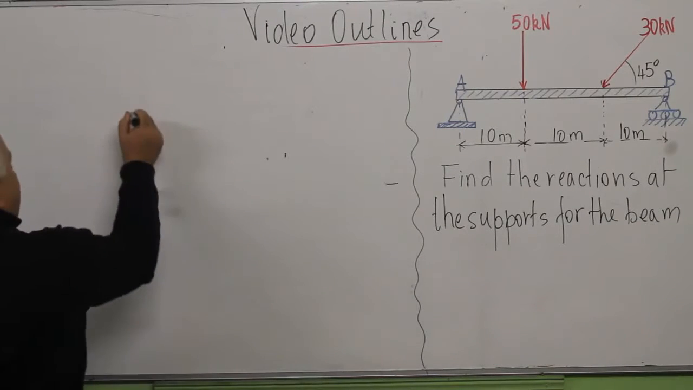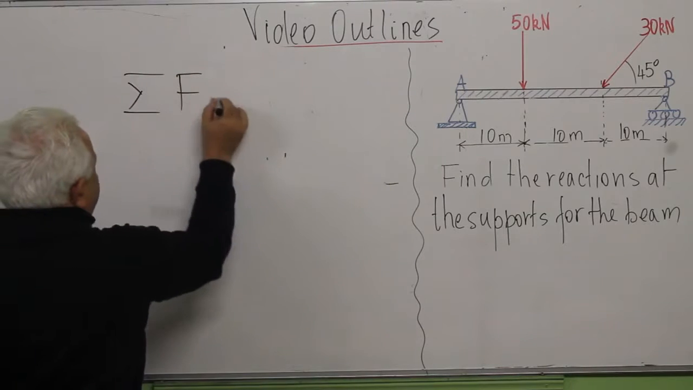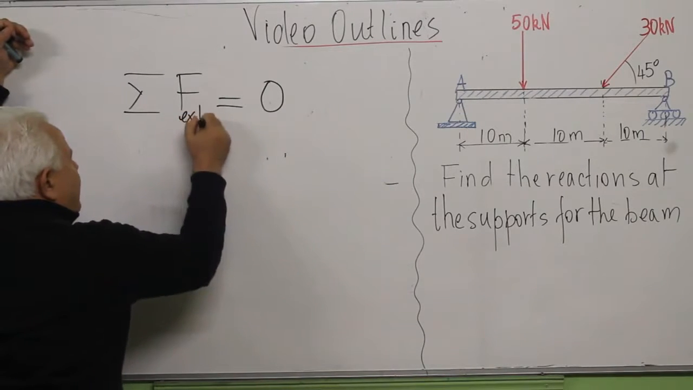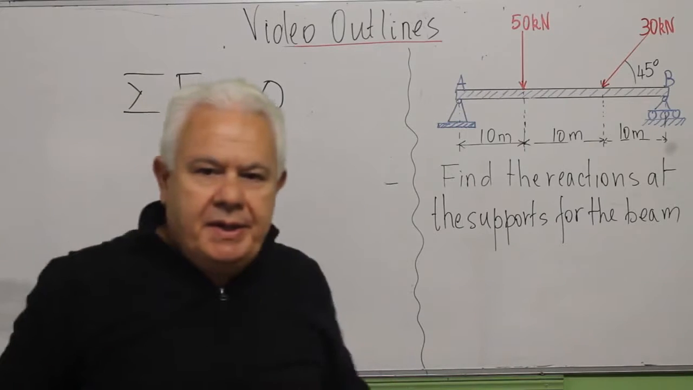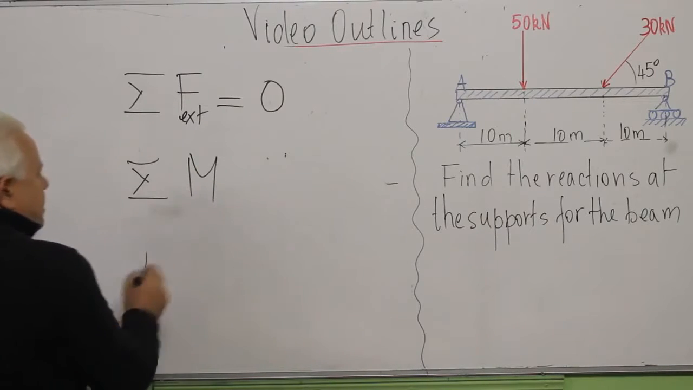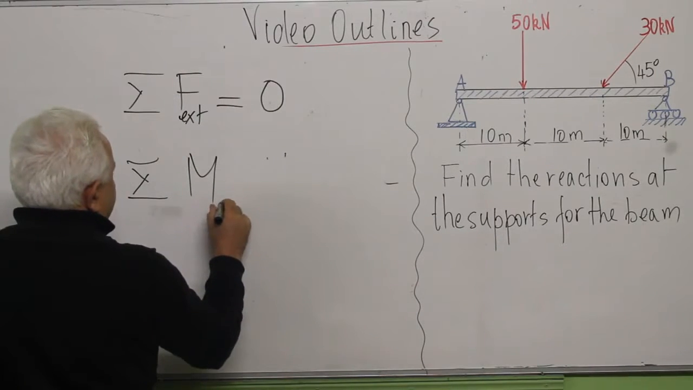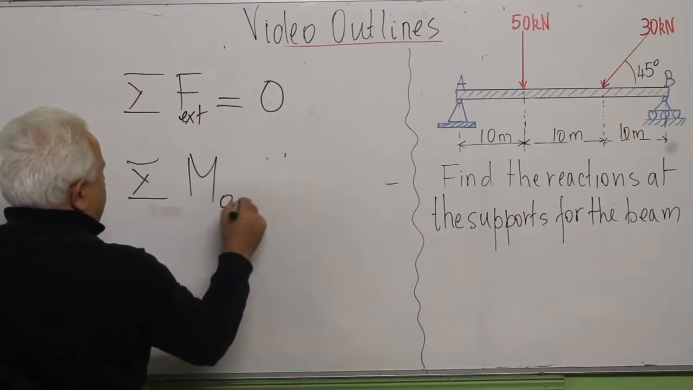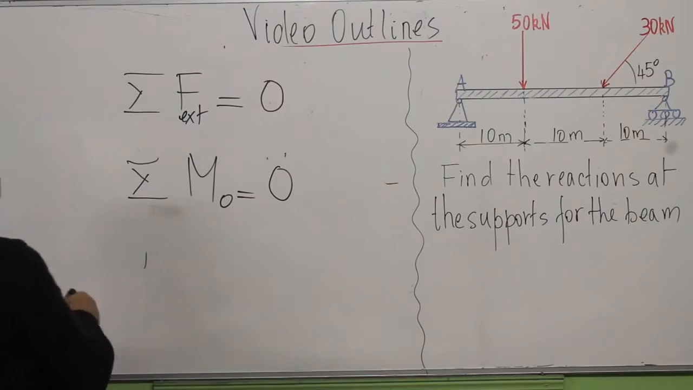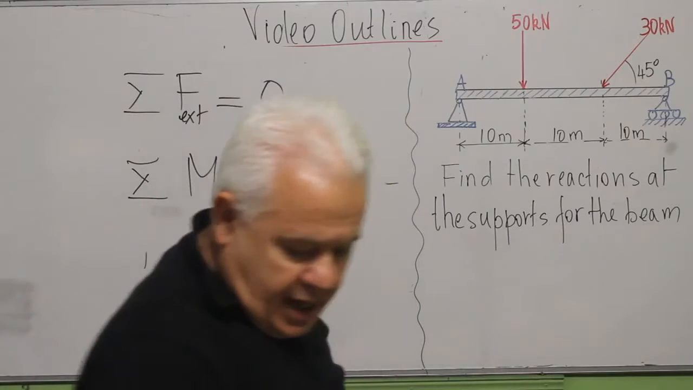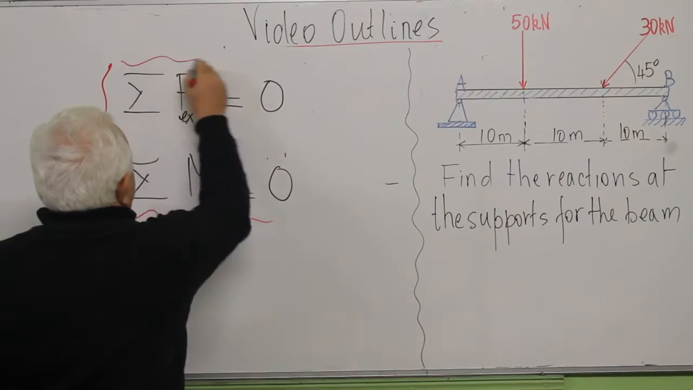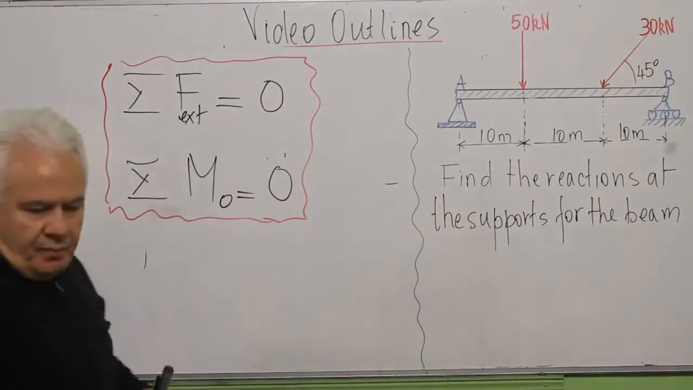is the following. Sigma of the forces equals 0. The forces are the exterior forces, and sigma of the moment about an axis or center of rotation, I will say O, for example, equals 0. These are the two conditions of equilibrium, and they are sufficient to calculate, to solve the problems.